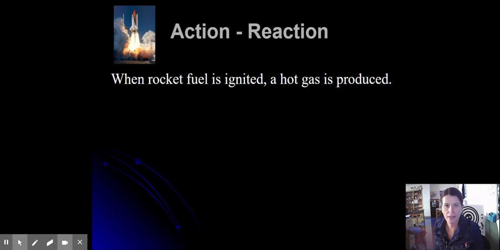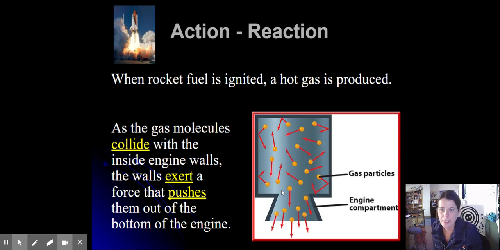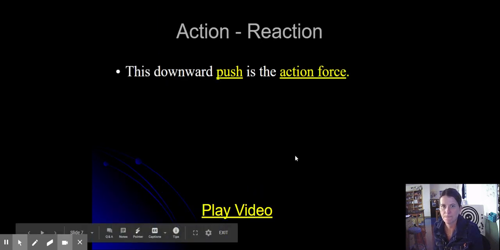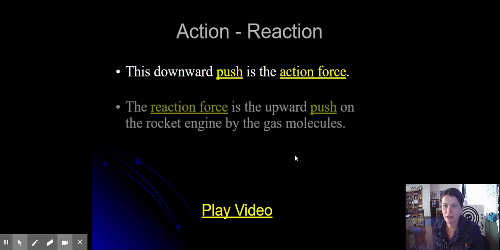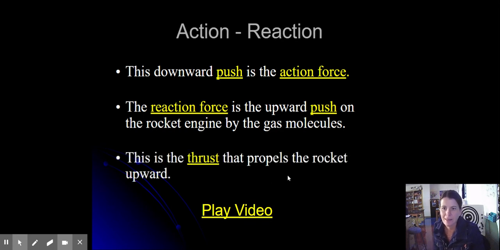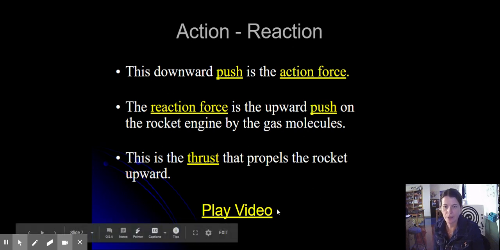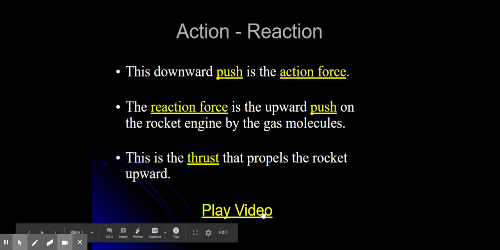When rocket fuel is ignited, hot gas is produced. The gas molecules collide with the inside engine walls. The walls exert a force that pushes them out of the bottom of the engine. This downward push is the action force. The reaction force is the upward push on the rocket by the gas molecules. This is the thrust that propels the rocket upward.